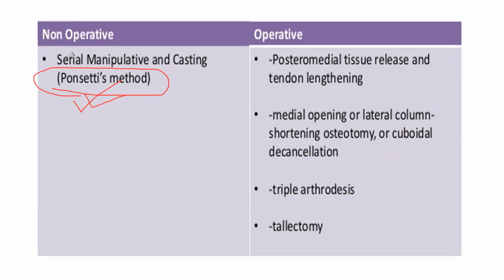Okay, so serial manipulation. Why is it serial? Because it cannot be treated in one go. Every week you have to change the cast. For 6 weeks you have to change the cast every week. So there is serial manipulation, every week you have to manipulate and put a cast. That is known as the Ponseti technique. The operative technique is where you have to release some muscles or do some bony procedures. Okay, we'll go one by one.